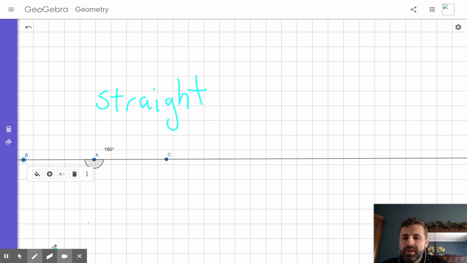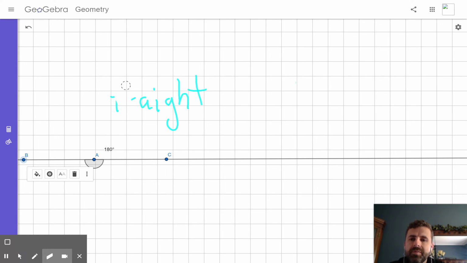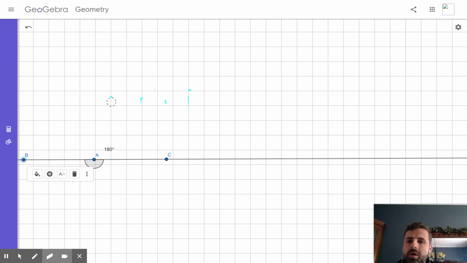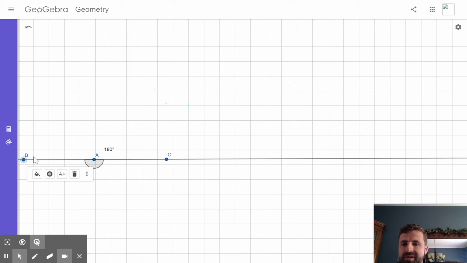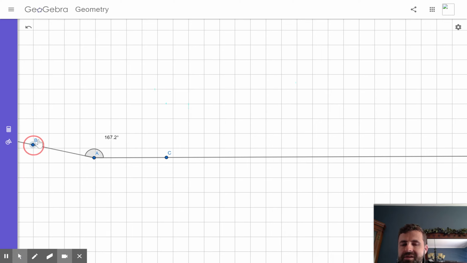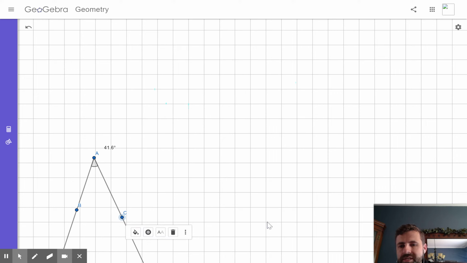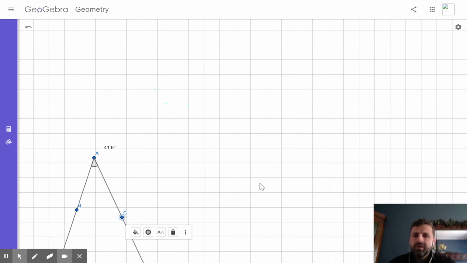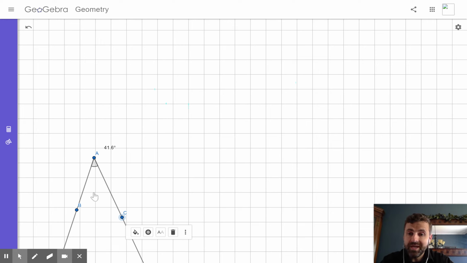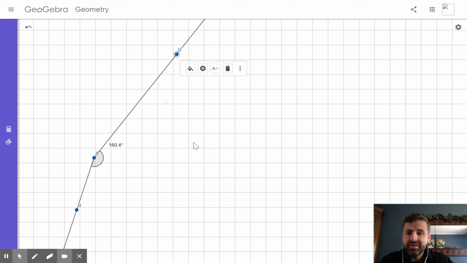I want to show you one last thing before I let you go on to the next part of this lesson. We get really used to sometimes seeing one flat side of an angle here, and we're measuring them this way, right? But angles don't have to be like that. They can also be pointing in different directions. So here we've got an acute angle, except that it's pointing down. Here we've got an obtuse angle, right there, 160.4 degrees.